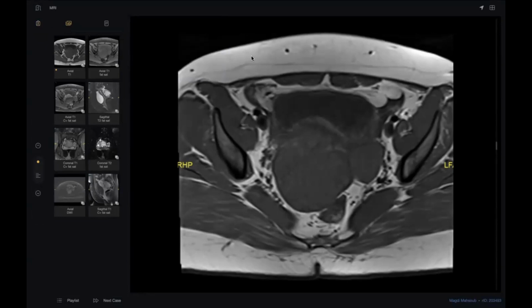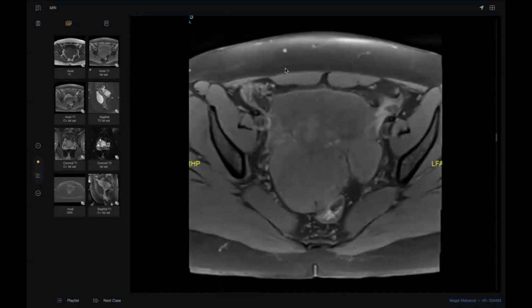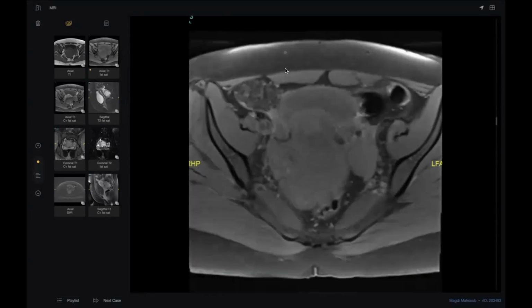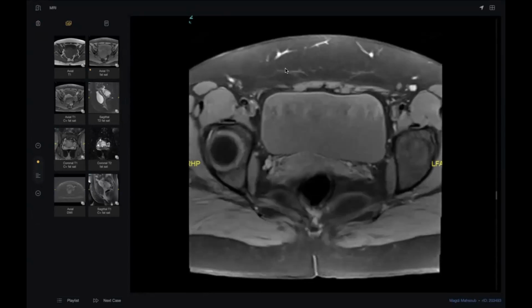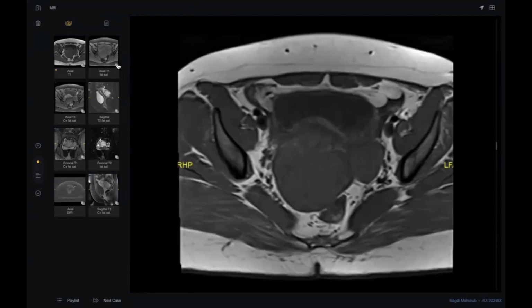Thirty-year-old female patient presented with severe abdominal pain. Go on. Okay, these are fat-sat T1 weighted contrast enhanced MRI images of a patient. Better T1.